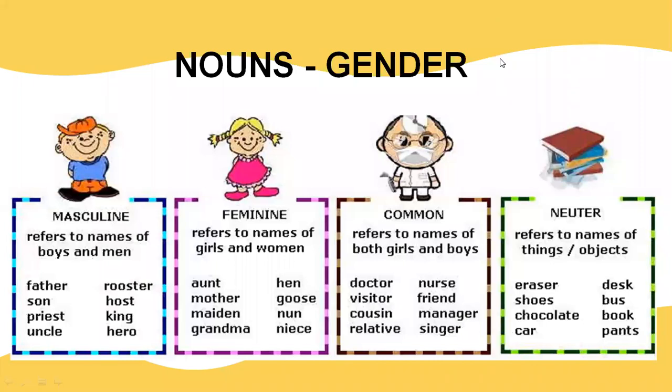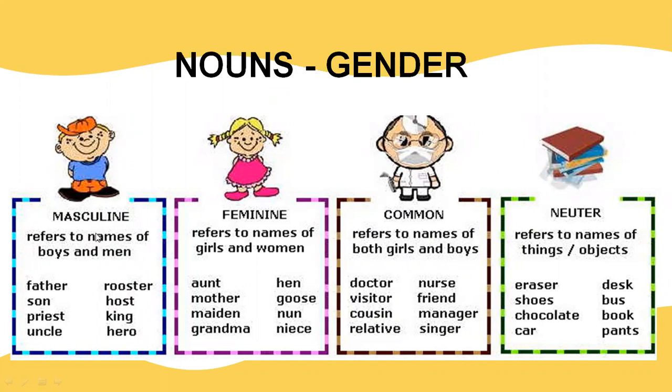First, let's see nouns based on gender. Based on gender, nouns can be classified into four types. They are masculine, feminine, common, and neuter. So, what are the types, children? Masculine. Masculine is the first one.